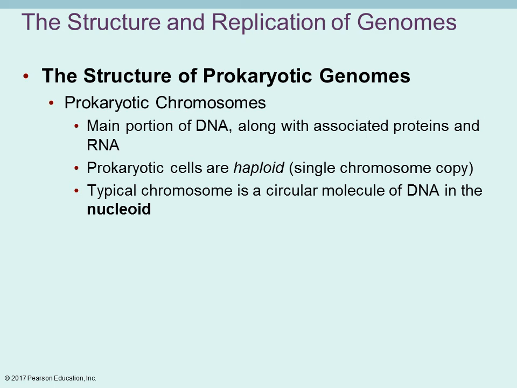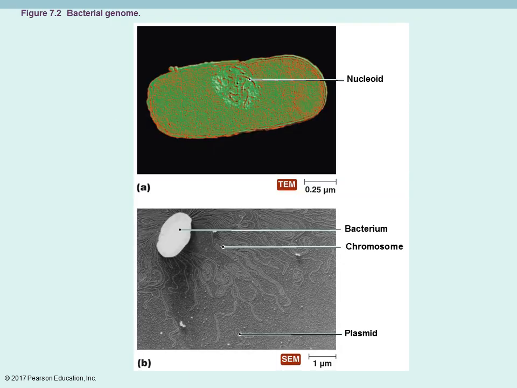When you look at prokaryotic chromosomes, number one, they're circular. Prokaryotic cells are haploid. That means they only have a single copy of the chromosomes. They don't have two copies. And you're looking at DNA as far as containing that genetic information.